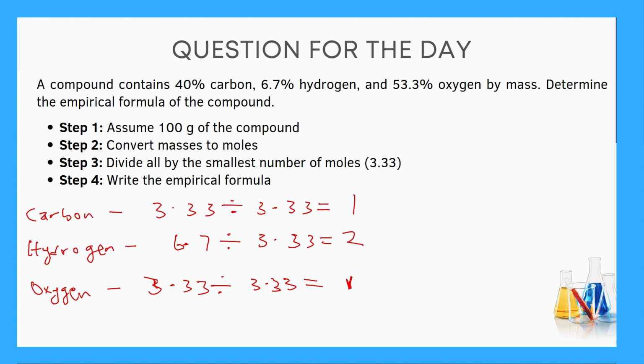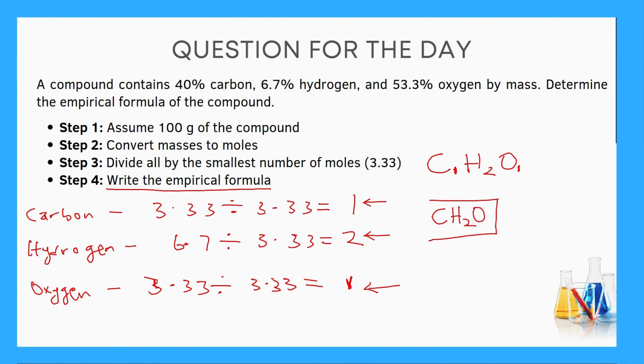So now that we have done that, this last step says write the empirical formula. How do we do that? We simply assign all these numbers to their individual elements. Carbon now has the number 1, hydrogen has the number 2, and then oxygen has the number 1. So now when we're writing out the empirical formula, if its number is 1, there is no need to write it out, because the letter already shows that it is 1 that is present there. So we have the final empirical formula to be CH2O. This is the empirical formula of the compound.